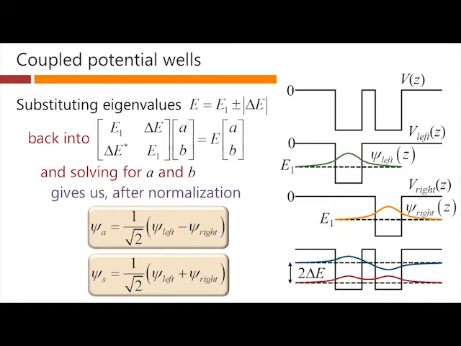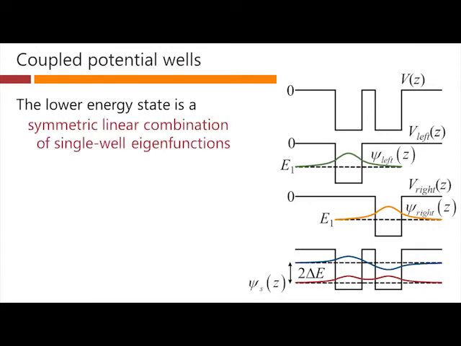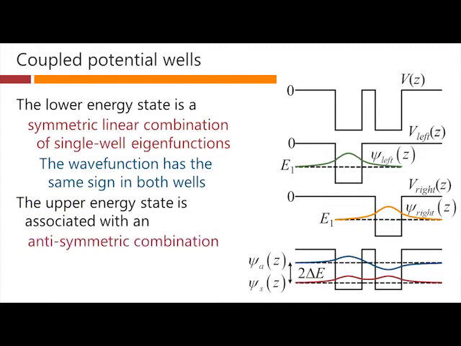So here are our two eigenfunctions that we get out of this very simple model. The lower energy state here is a symmetric linear combination of the single well functions. It's this one plus this one. The wave function has the same sign in both wells. The upper energy state is associated with an antisymmetric combination. This one and minus this one. So minus this one here. Plus this one, but minus this one. So we have the opposite sign in the two wells for the upper state.